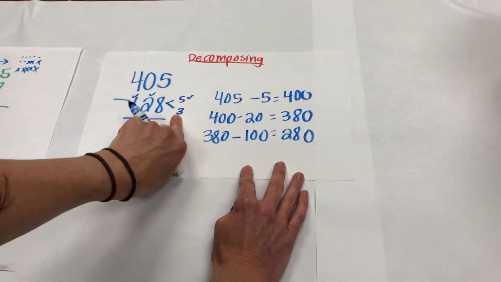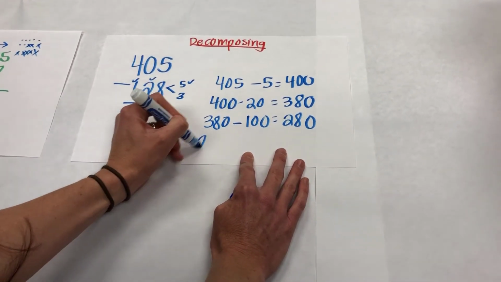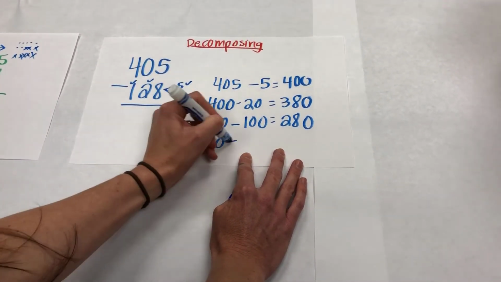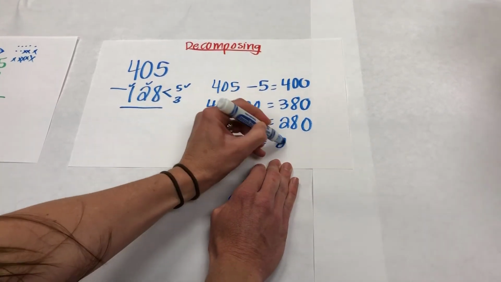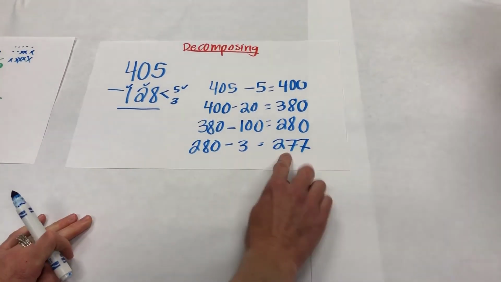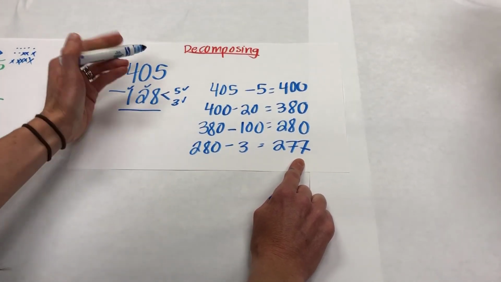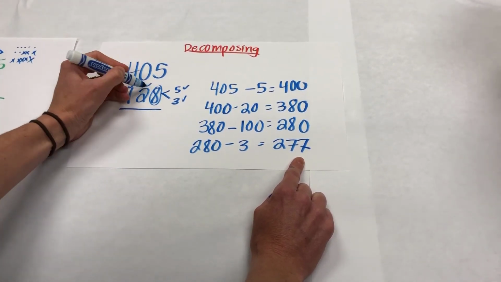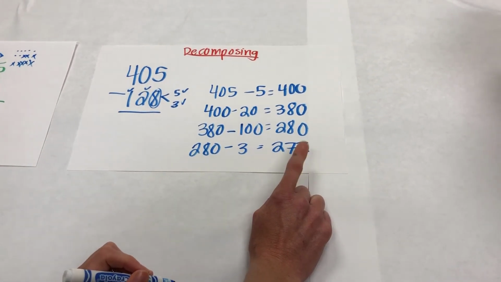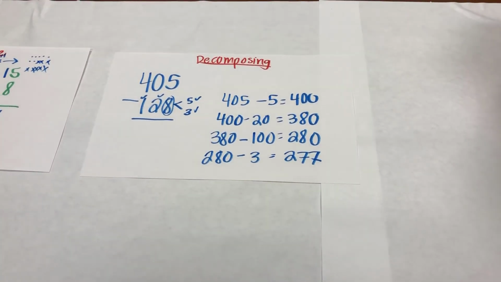And then the final that I must take away is my 3 ones. So I have 280. I take away my final 3 ones. If I count back 3, I've got 277. And I have taken away my 5 and my 3, which composed my 8. I've taken away my 20, and I've taken away my 100. So this is another strategy that you could use to solve.